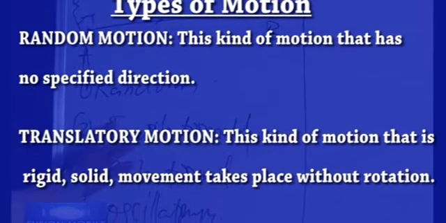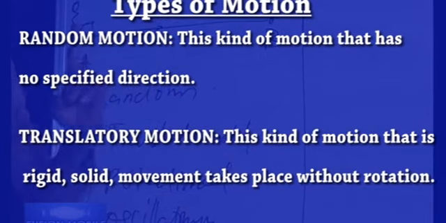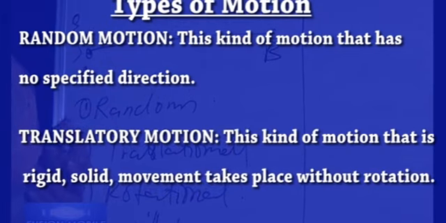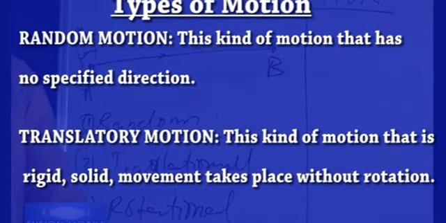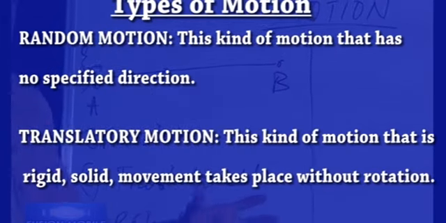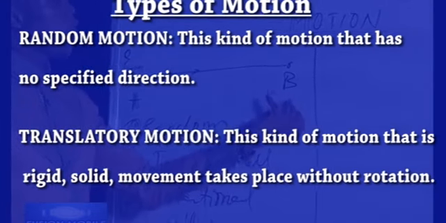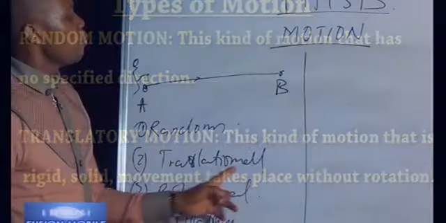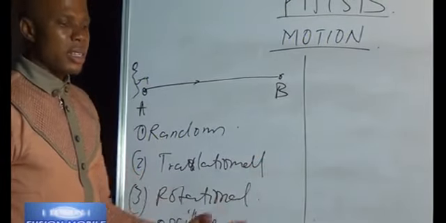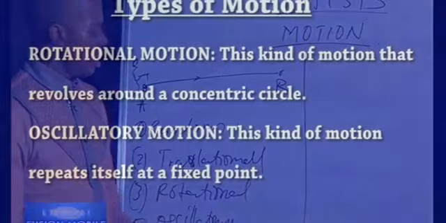For you to say that something is translating, that thing must be, one, rigid. It's something you can hold. You cannot talk about translation of water. You cannot talk about translation of air. It's something that is rigid, something that is solid, something you can hold. And that must move without rotation. Example, the movement of a human being.